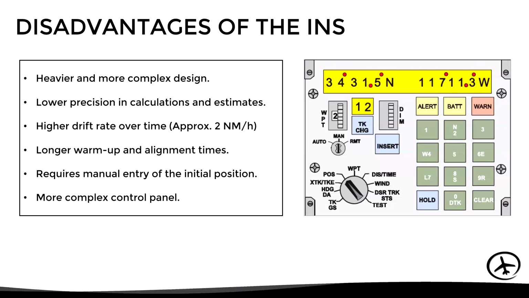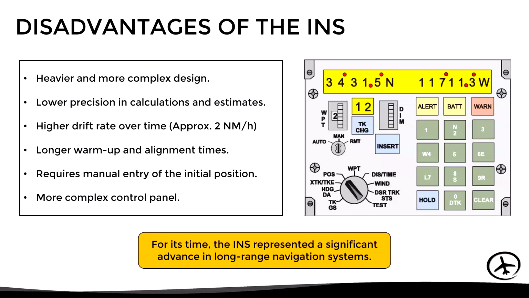Now, it may seem that the system has many disadvantages. However, by the time the INS was developed, it represented a major advance in navigation systems, especially for long-range flights. Having already seen the characteristics of this system used in older aircraft, let us now look at the IRS.